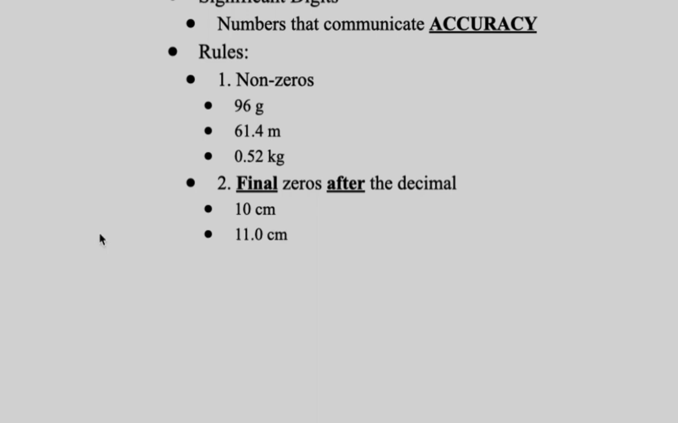So guys, what about this? 11.0. Guys, this would be 3 digits of accuracy. That is a 0 that meets both of those criteria. It's final, meaning that it's at the end of the number, but it's also to the right of the decimal. It's telling us that we looked for tenths and didn't find any. So that's an example of a final 0 after the decimal, and that would then be 3 digits of accuracy.